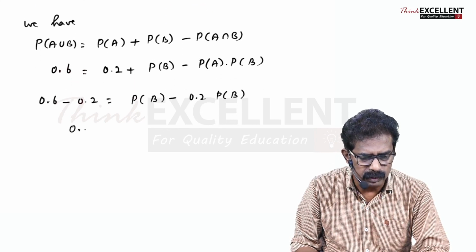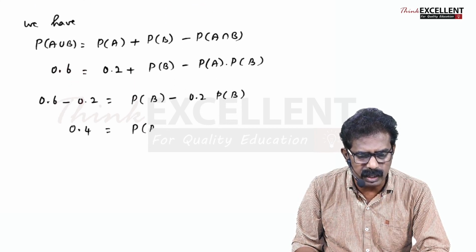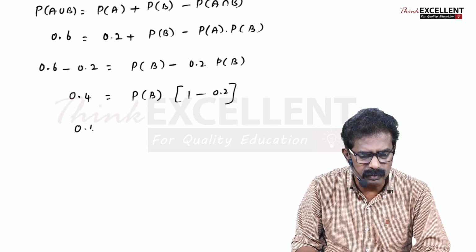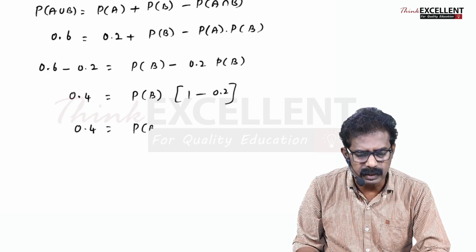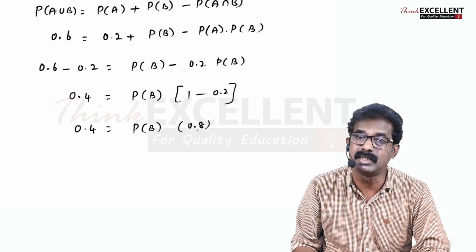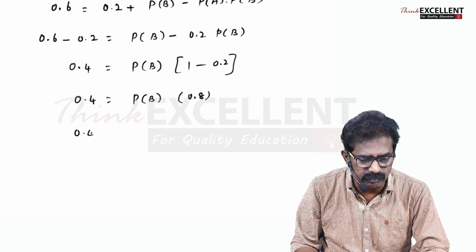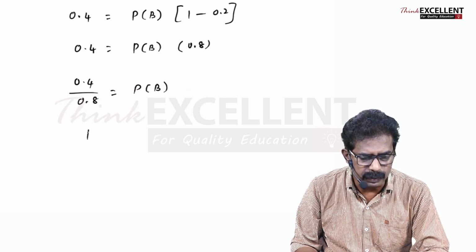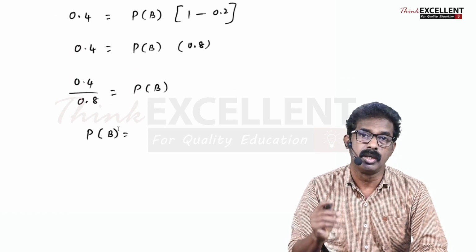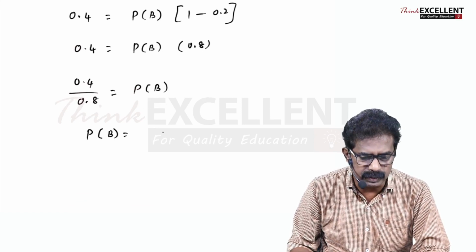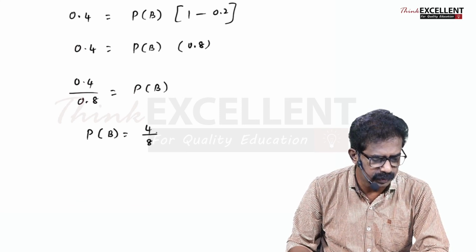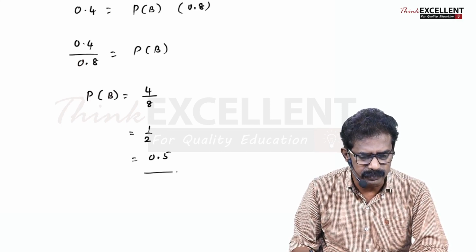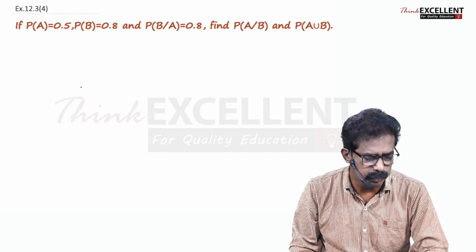So this is 0.4 is equal to, take P of B common, you will get 1 minus 0.2. That is 0.4 is equal to P of B into, this becomes 0.8. Bring it to the left side. So 0.4 by 0.8 equal to P of B. Or you can say P of B equal to, shift one digit to the right. Both numerator and denominator you multiply by 10. You will get 4 by 8, right? So cancel, 1 by 2. Or you can say 0.5.